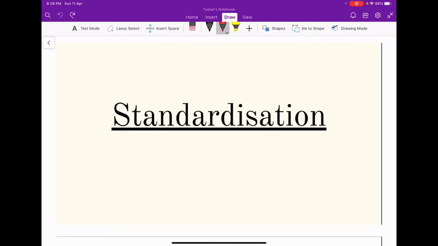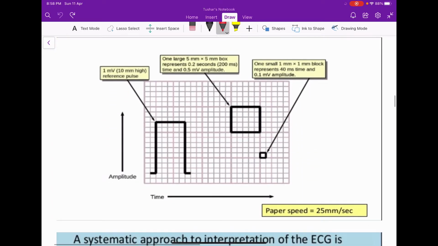So the ECG reading has to always start with standardization. Now what is standardization? Here, as you see, the vertical rectangle is the standardization, which denotes that the settings of the ECG machine are correct. The width of the standardization should be 5 millimeters, and the height should always be 10 millimeters.